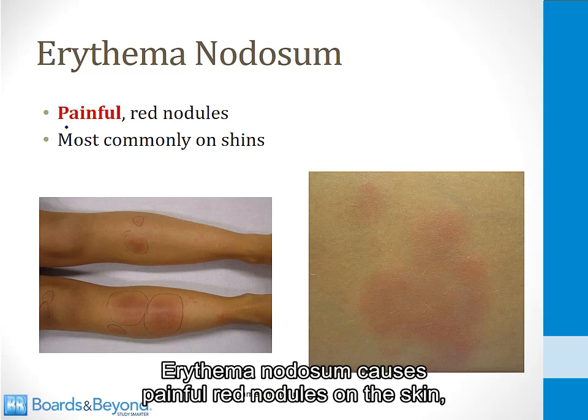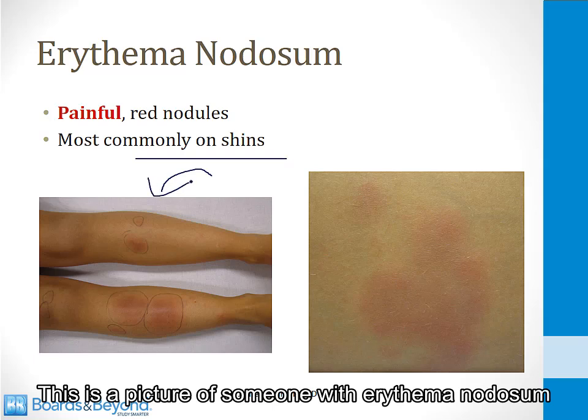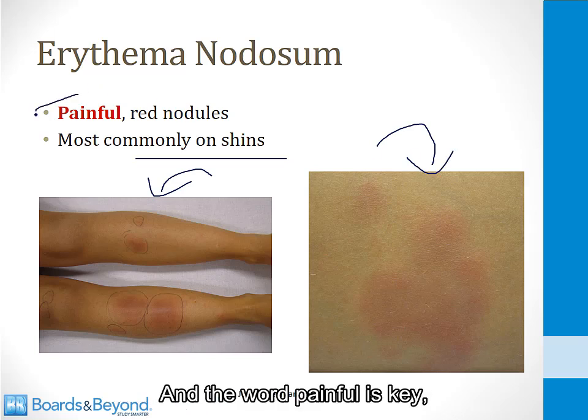Erythema nodosum causes painful red nodules on the skin, most commonly in the shins. This is a picture of someone with erythema nodosum on the screen here. On the right, I've zoomed in on a lesion. And the word painful is key.